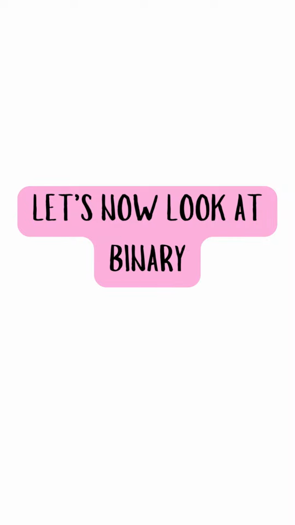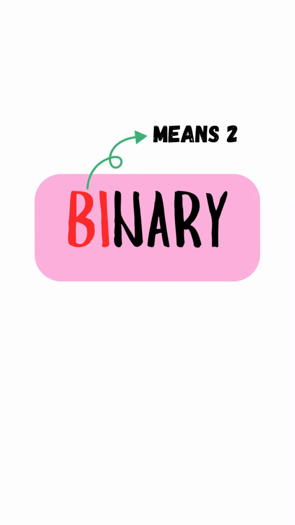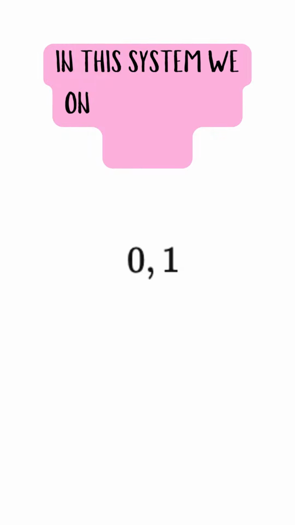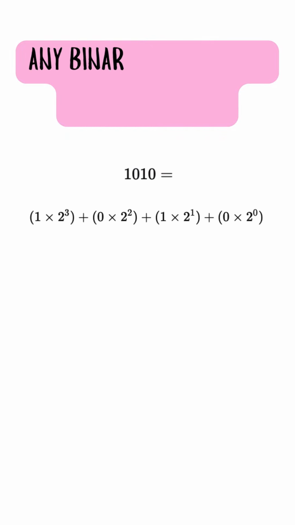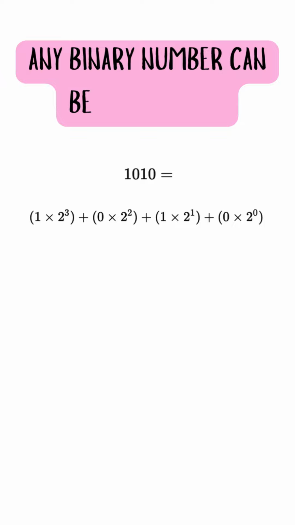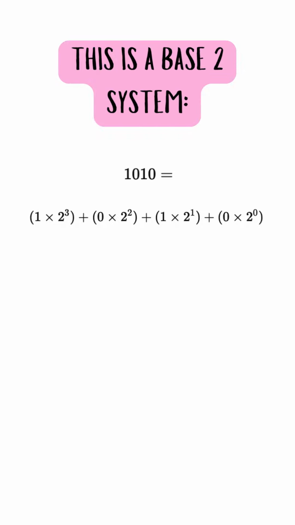Now let's build up from here onto binary. Starting with the name again, bi means 2. And so, in this system, we only use 2 digits, 0 and 1. Furthermore, any binary number can be written in this form, which is quite similar to the place value form we saw before. Here, instead of writing 10 to the power of something, we use 2. So it's always 2 raised to the power of 1, 2 raised to the power of 2, and so on. This is a base 2 system.